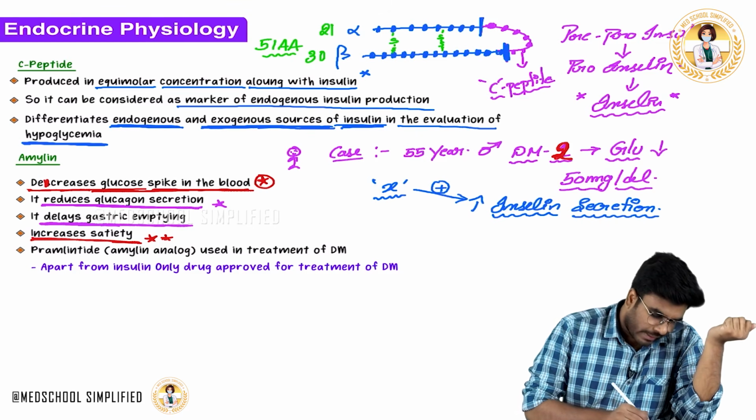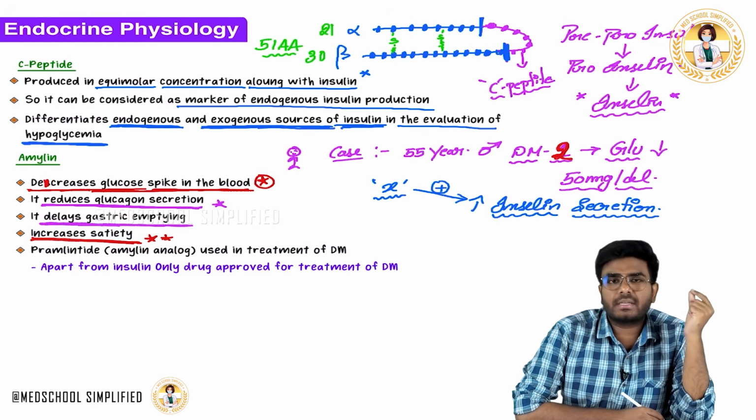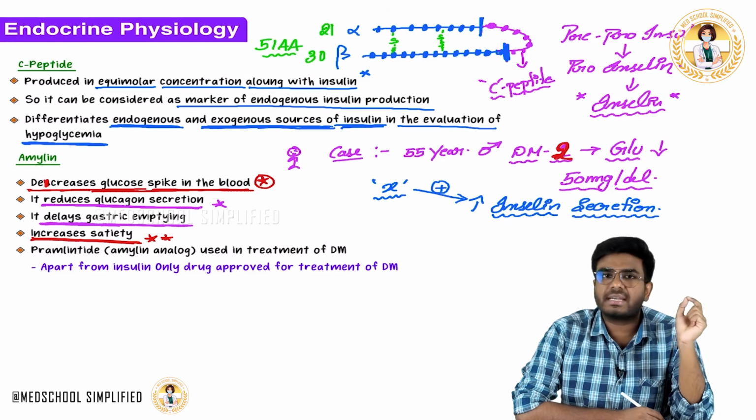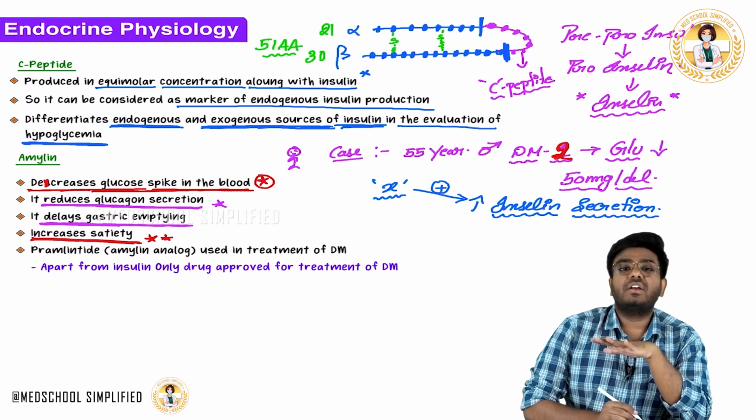Okay, so amylin, by acting on the satiety center, okay, there is something called a satiety center in the hypothalamus, which is the ventromedial nucleus. The ventromedial nucleus of the hypothalamus is considered the satiety center. So this amylin, by acting on the satiety center, increases the feeling of satiety.